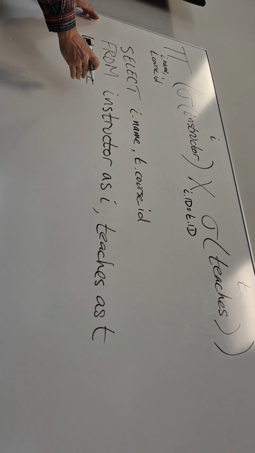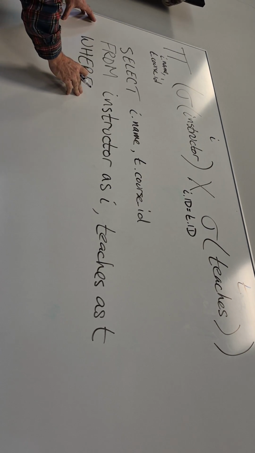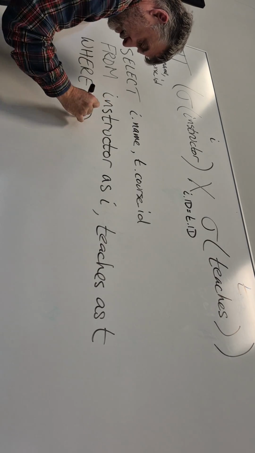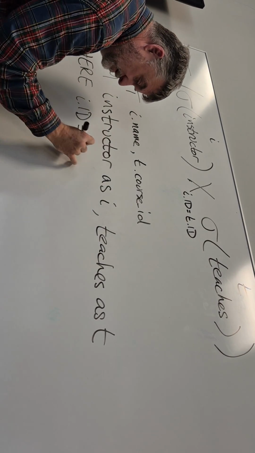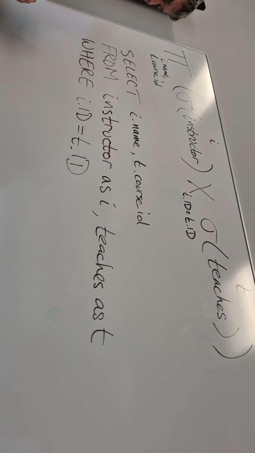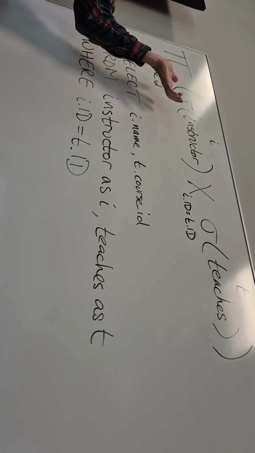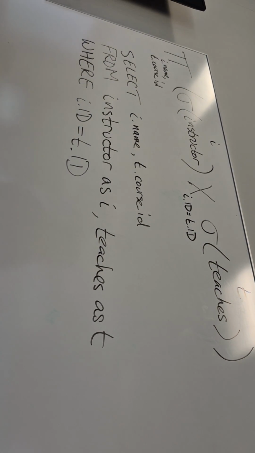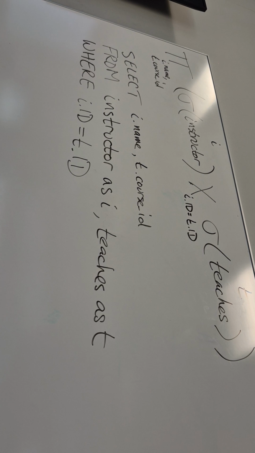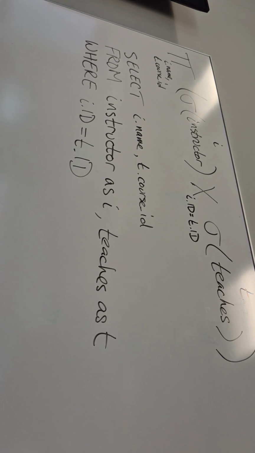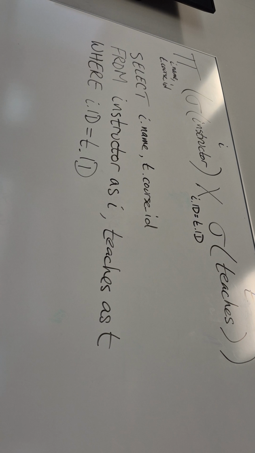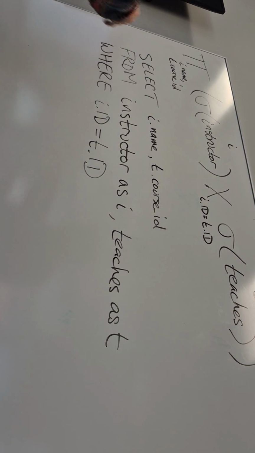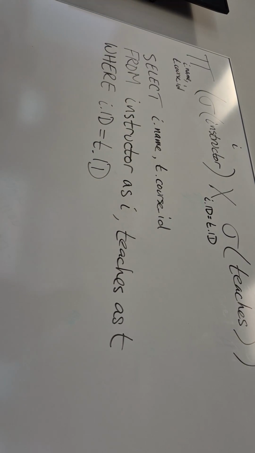Okay, where I.id is equal to T.id. I really like how relatively easy it is to translate from a relational algebra statement to an SQL statement once you know where all the stuff is supposed to go. Most predicates go in the where clause, the table names go in the from clause, and then the field names go in the select clause.